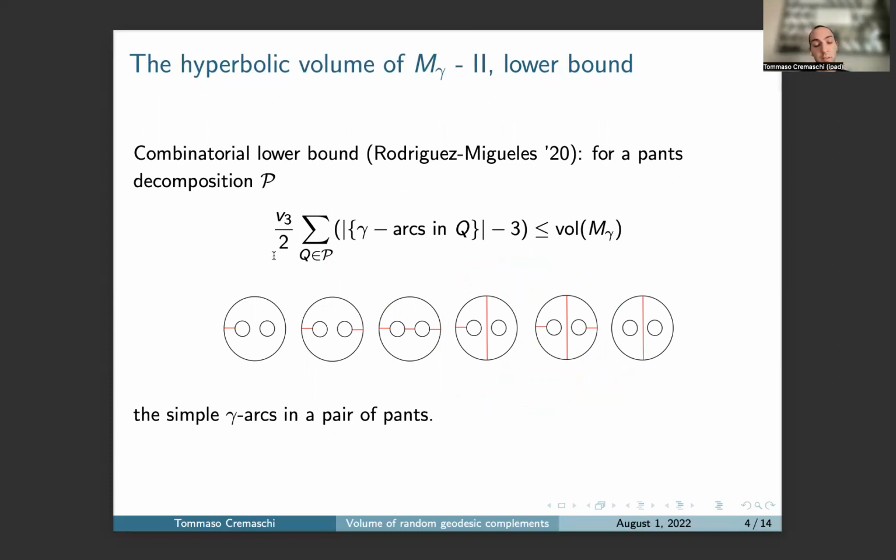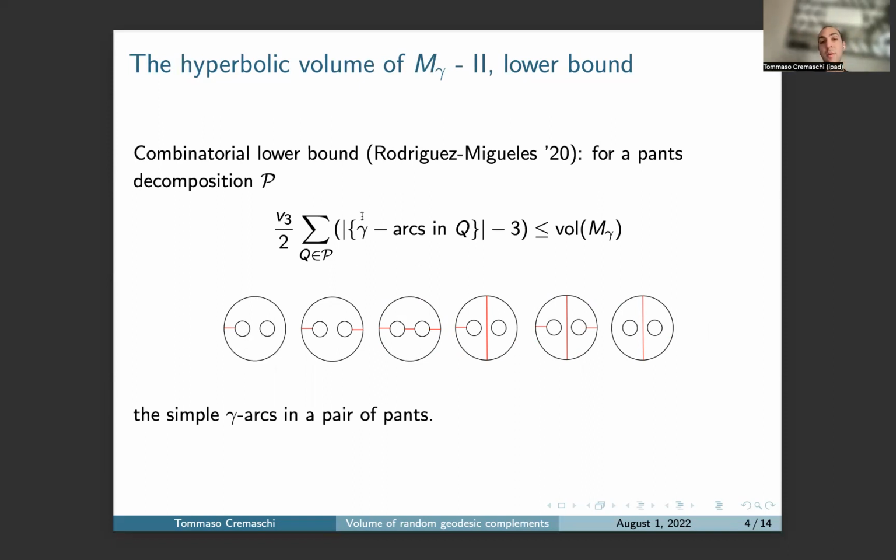It's very nice. So you take a surface, and then you decompose it into, let's say, pairs of pants. And then you just intersect your loop gamma with these pairs of pants in minimal position. Then you count how many arcs you have. So this is an example where this is one arc, these are two different arcs, these are three different arcs, two again, 3 and 1. These are all possible simple arcs that you can have in a pair of pants that are homotopically distinct, because you're allowed to do homotopy of the boundary as well.